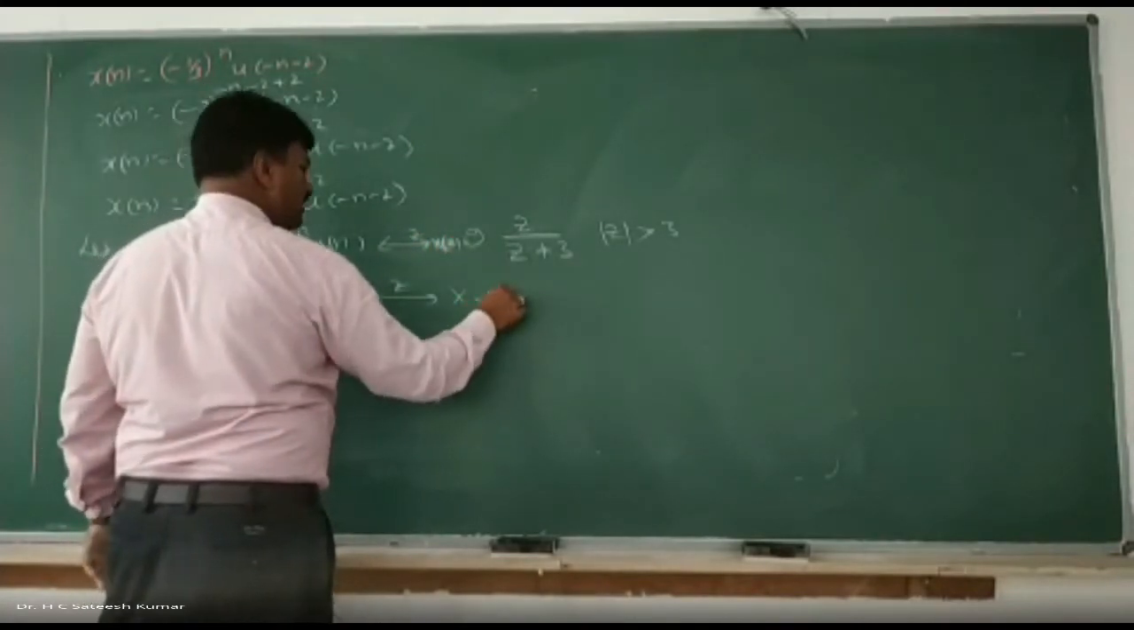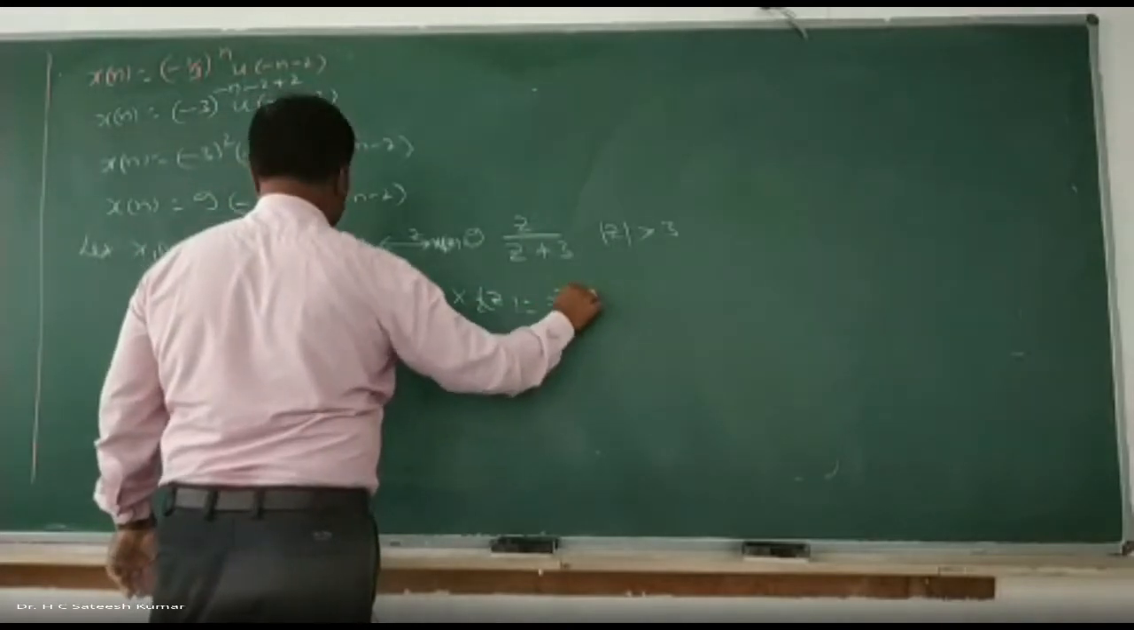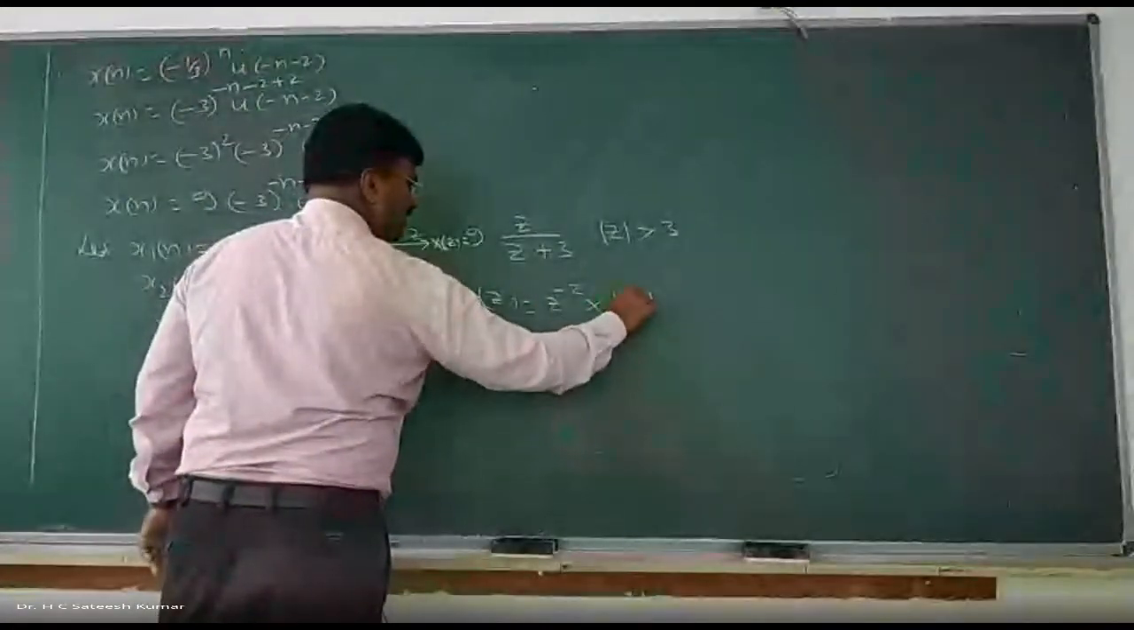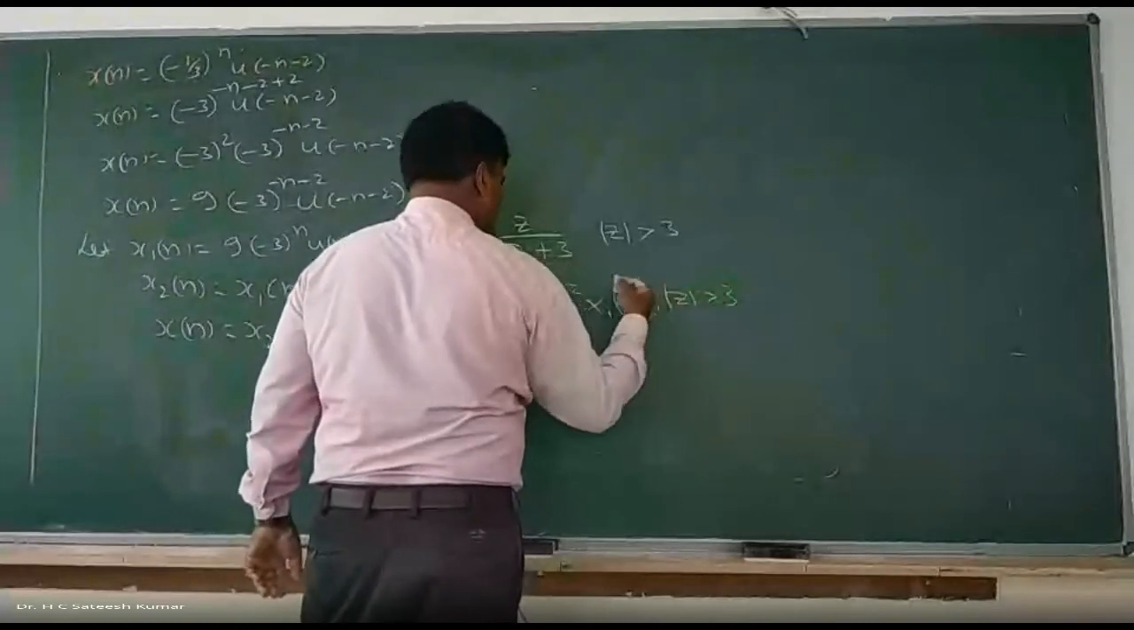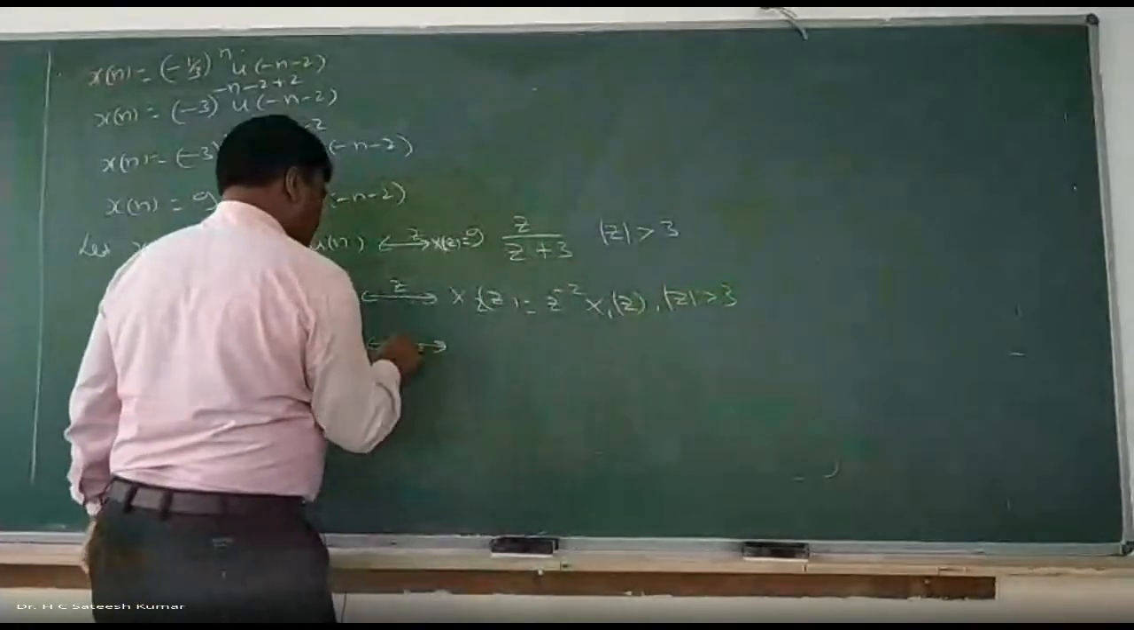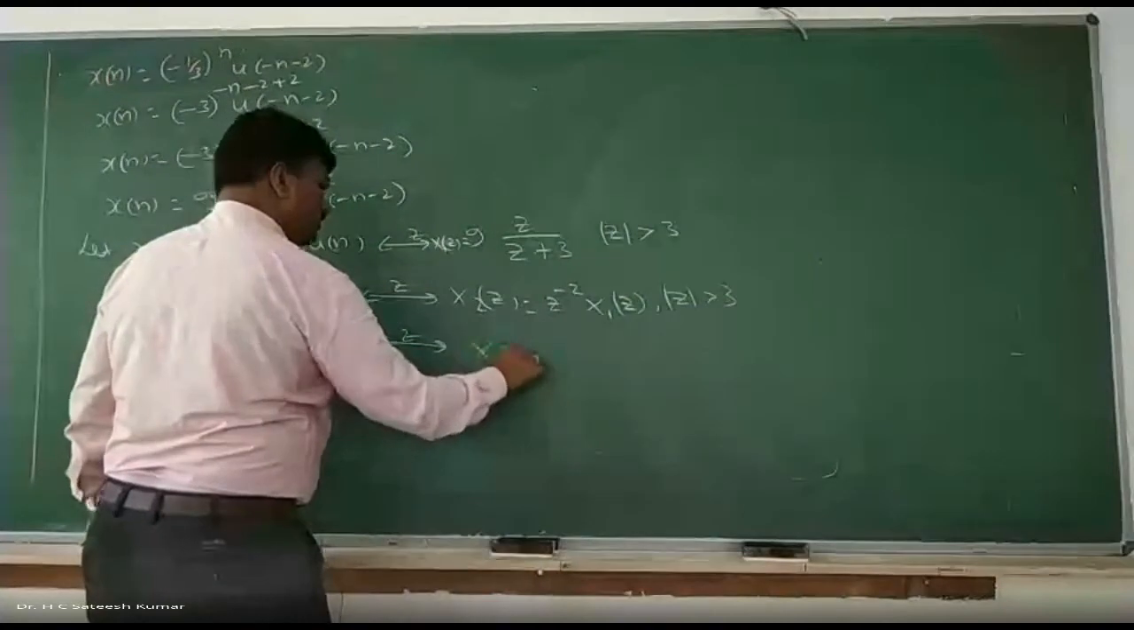X2 of Z is equal to what? Z to the power of minus 2 into what? X1 of Z, with ROC remaining the same, mod Z greater than 3. And the Z transformation of this one is what? X of Z is equal to.